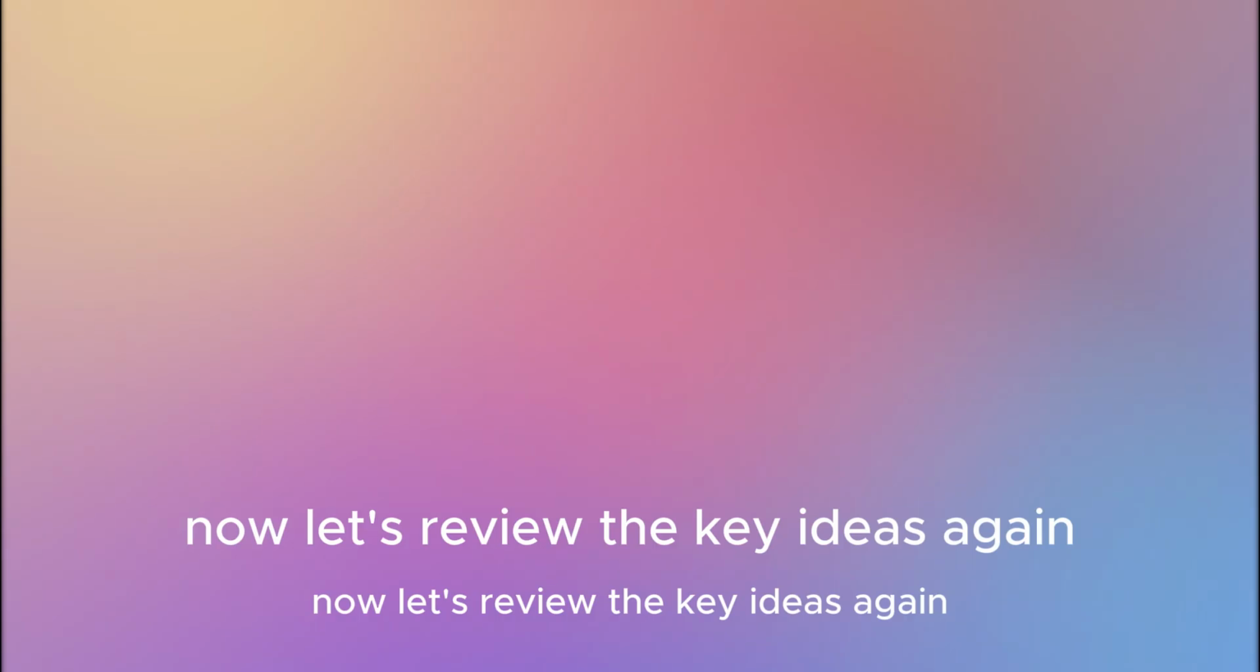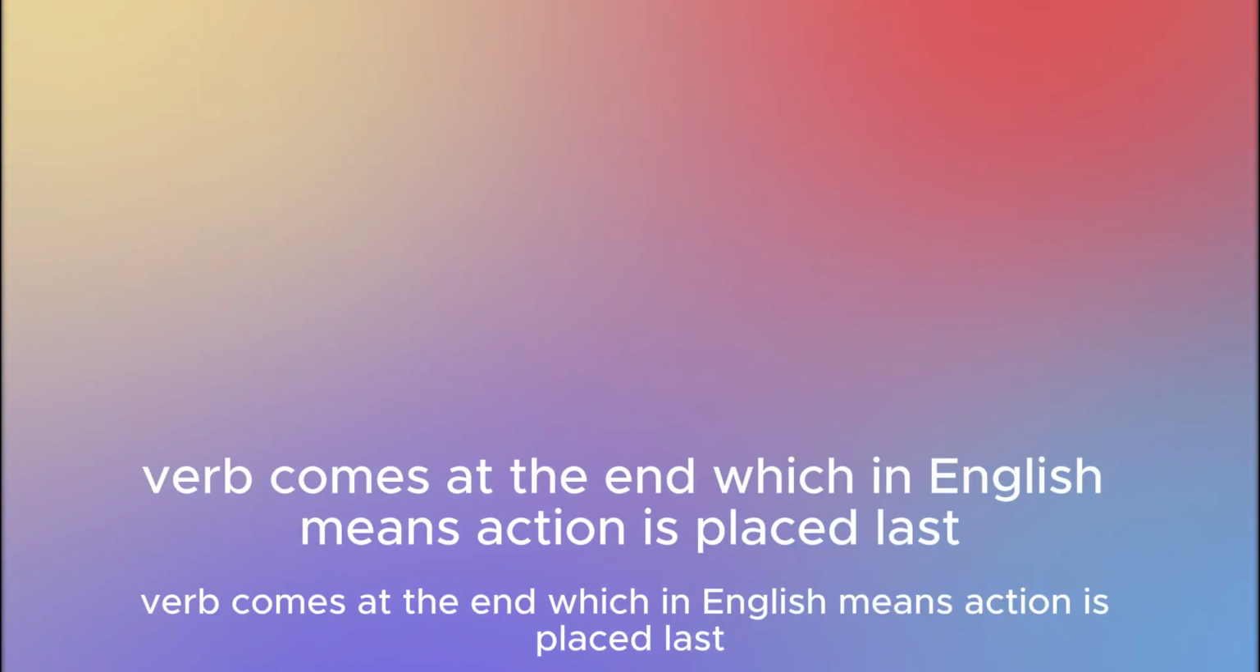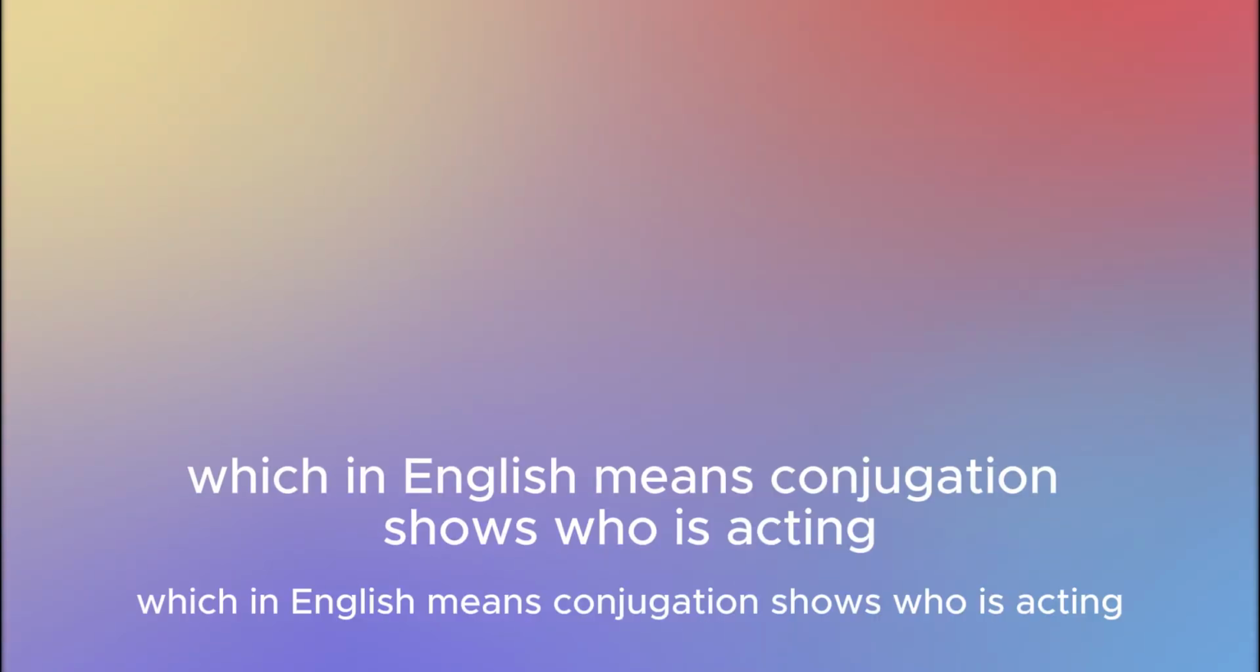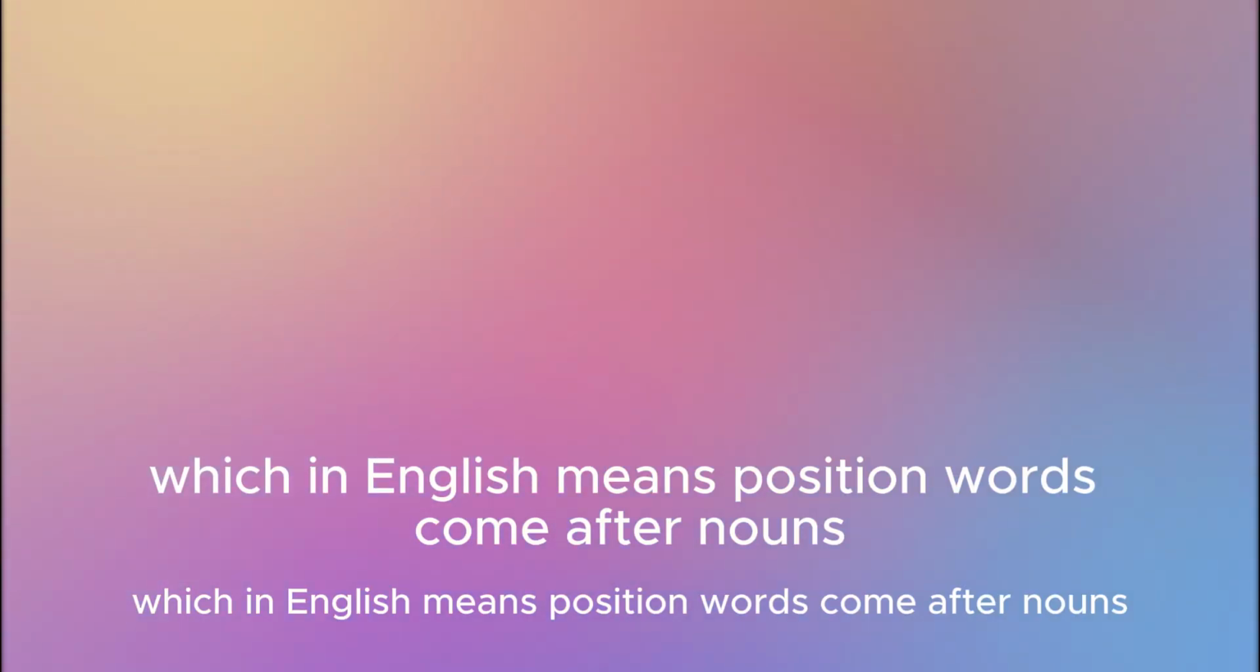Now, let's review the key ideas again. Karta, karma, kriya, which in English means subject, object, verb. Verb comes at the end, which in English means action is placed last. Verbs change with the subject, which in English means conjugation shows who is acting. Postpositions follow nouns, which in English means position words come after nouns.